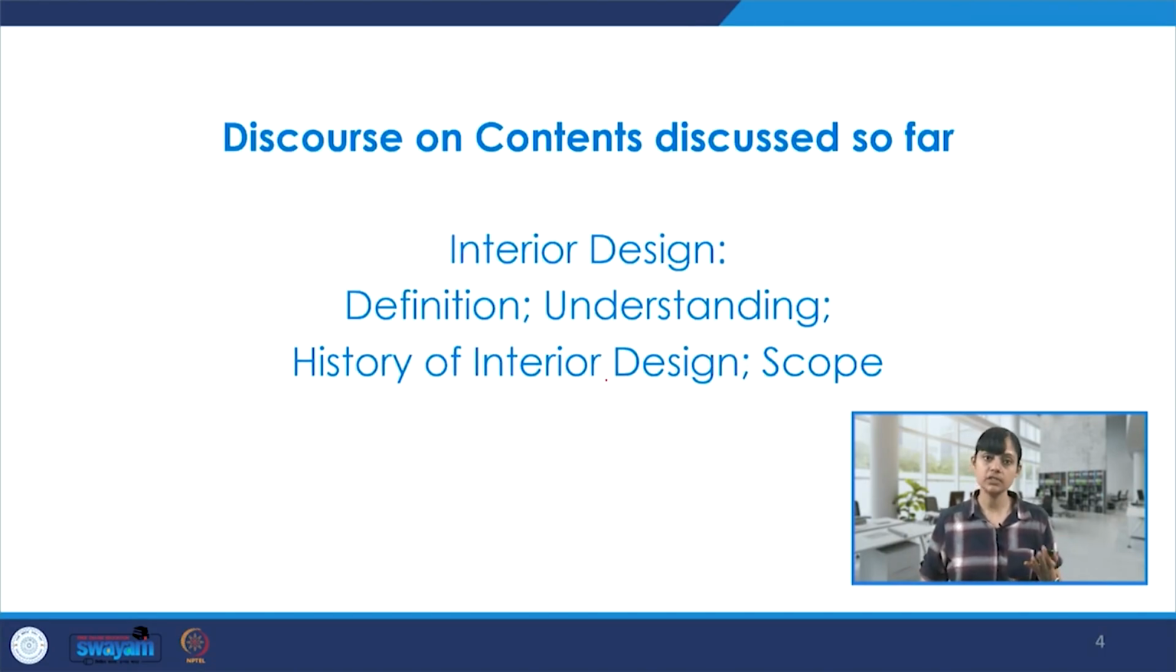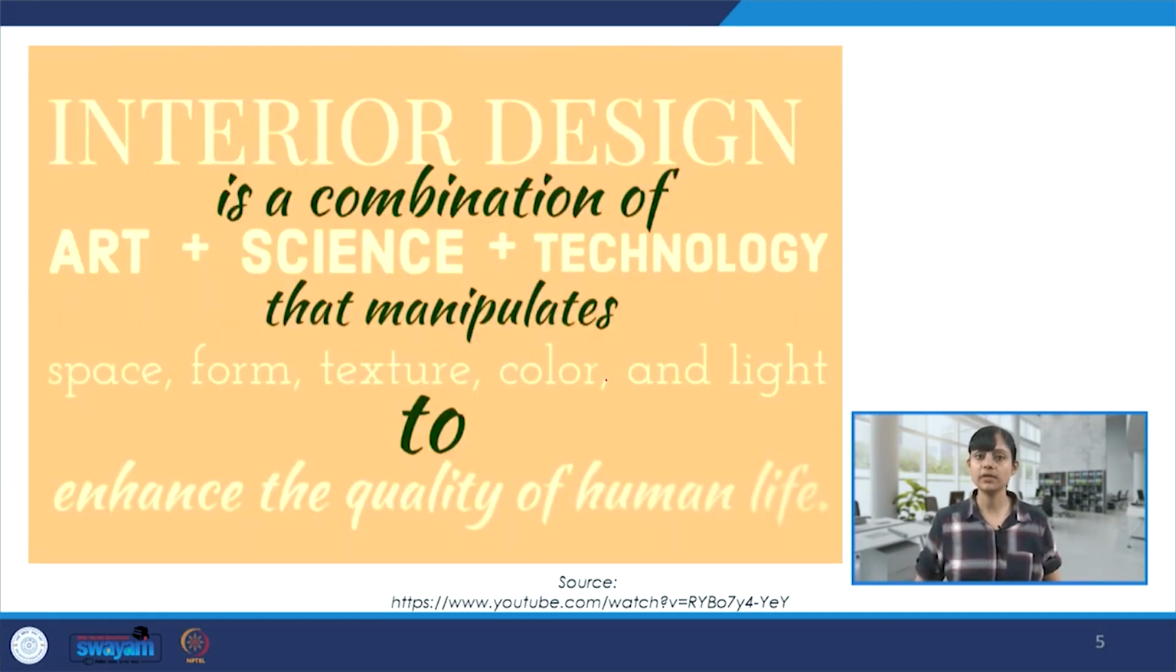So let's start with interior design: definition, understanding, its history and scope. We have extensively talked about all of these in respective lectures, and since this is a summary, it's just a consolidated overview. So we did try to understand that interior design is a combination of art, science, and technology that manipulates space, form, texture, color, and light to enhance the quality of human life. Whenever we talk about interior design, we talk about human behavior, human psychology, human experiences, and how through these spaces there is an enhancement to the quality of human life.